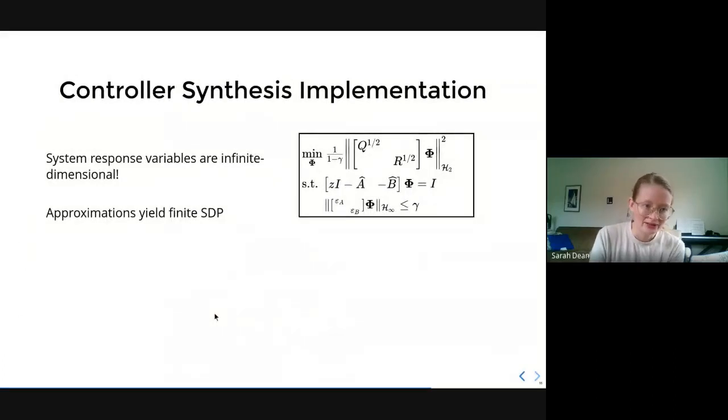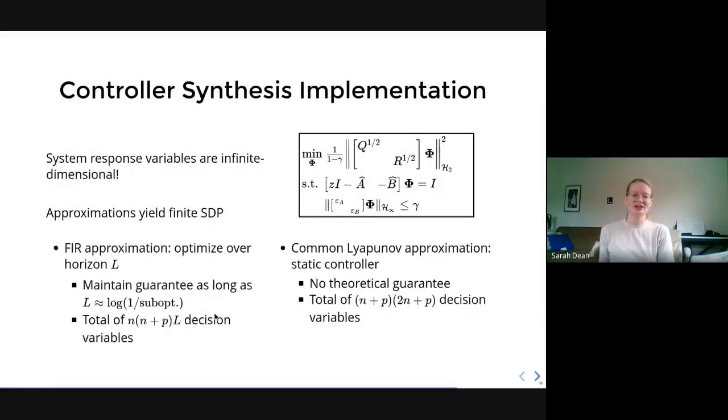So now I will answer this question about actually implementing the controllers. So the system response variables.